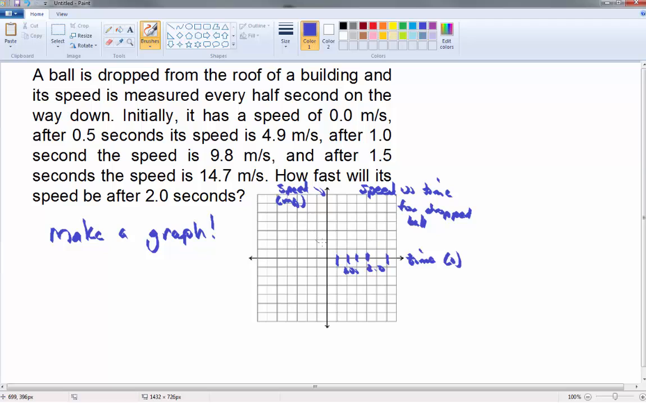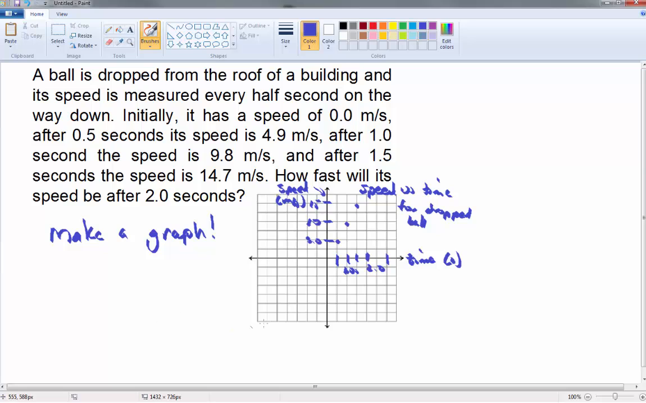And then along this axis, we need to have these distances. So 5, 10, 15, for example. 5.0, or 5, 10, and 15. And so at half a second, we're basically at 5. At 1 second, we're just a little shy of 10. At 1.5 seconds, we're just a little more shy of 15.